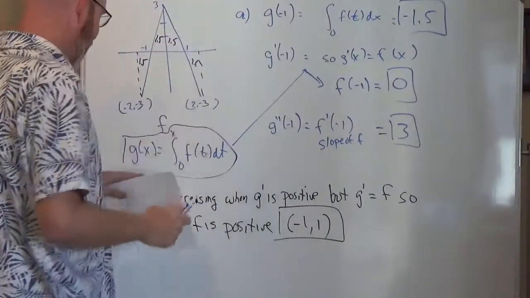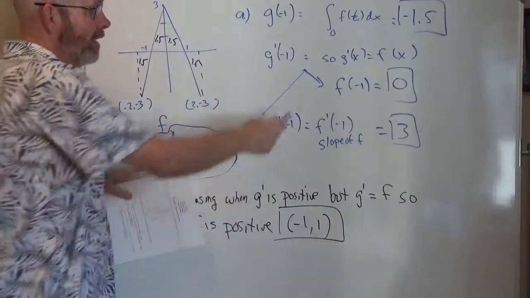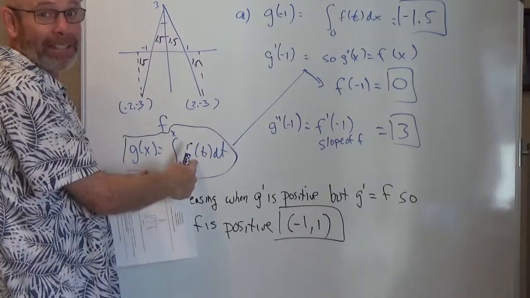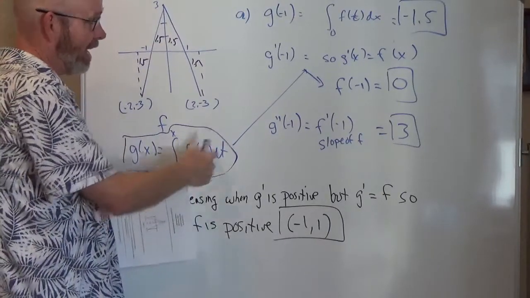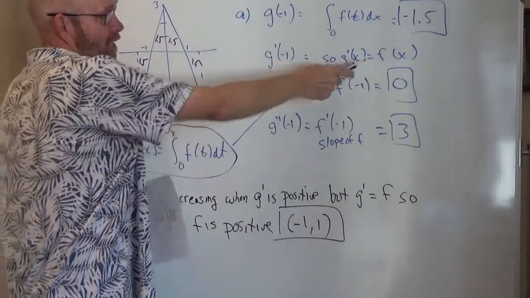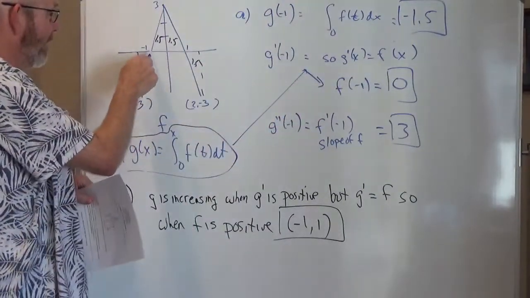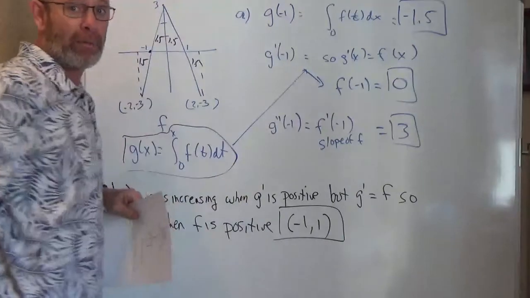g prime of negative 1 is the derivative of this. But remember, the derivative of this is just that, right? The derivative of the integral is just f. So g prime is just f. So it's really just asking for f of negative 1. You go to the picture, f of negative 1 is 0.